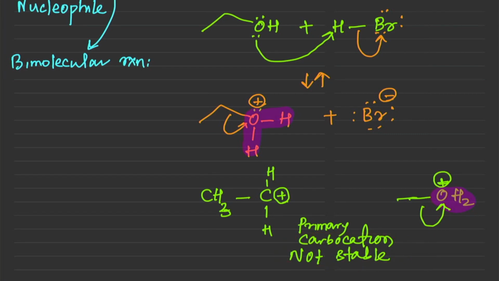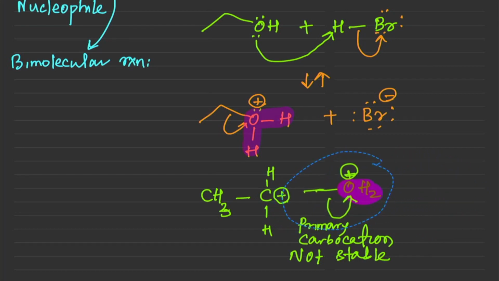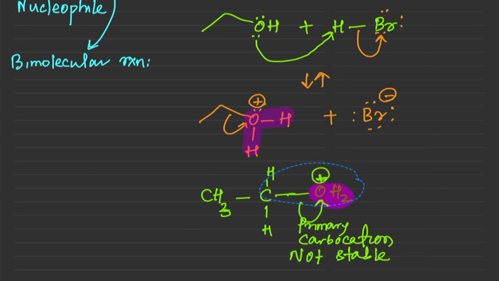Instead, let's go back. I will bring this back here so that you can see what we are doing. Instead, what will happen is you will never create a carbocation, but you have to break the bond. As you are breaking this bond, the nucleophile Br minus will simultaneously attack the carbon atom right here, the primary carbon atom.